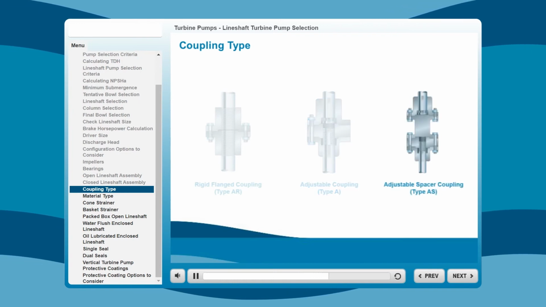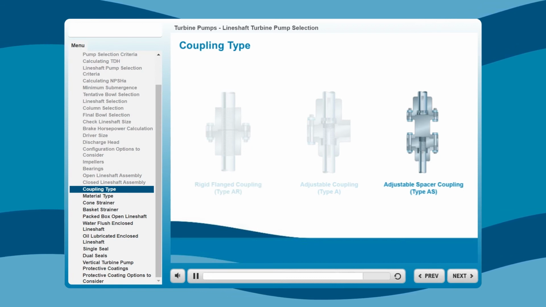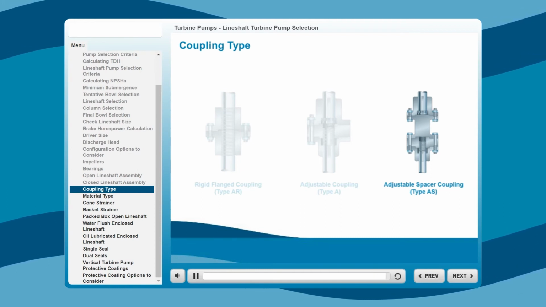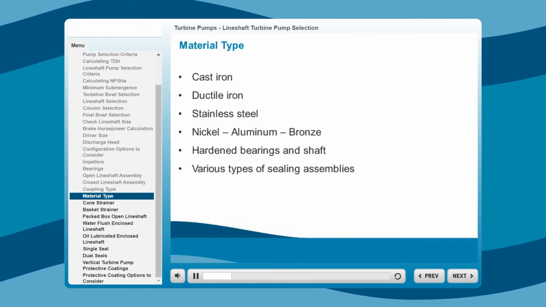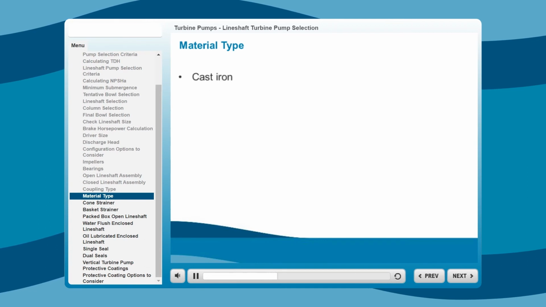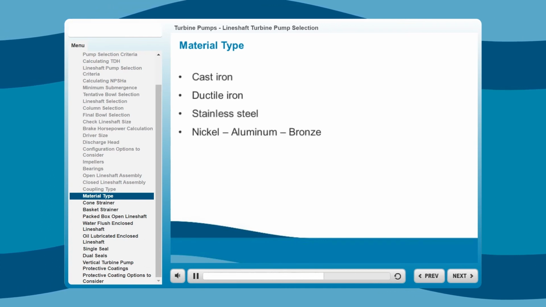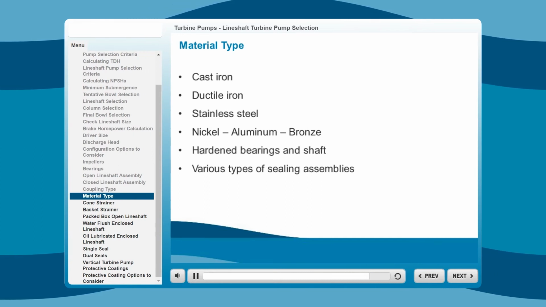An adjustable spacer coupling has the same function as the adjustable coupling, but with the addition of a spacer. The spacer may be removed for mechanical seal maintenance without disturbing the driver. Different applications can require different materials of construction and configurations: cast iron, ductile iron, stainless steel, nickel aluminum bronze, hardened bearings and shaft, and varying types of sealing assemblies.